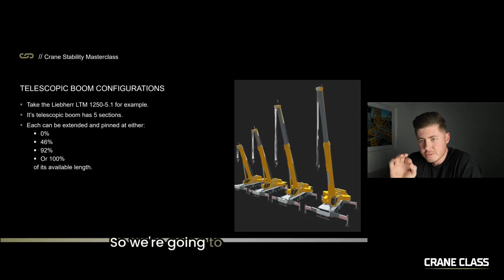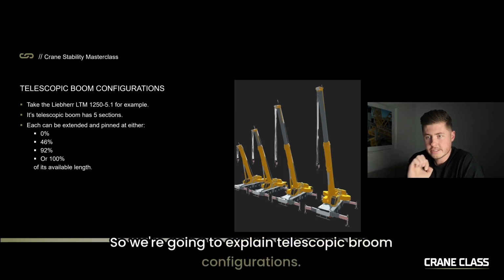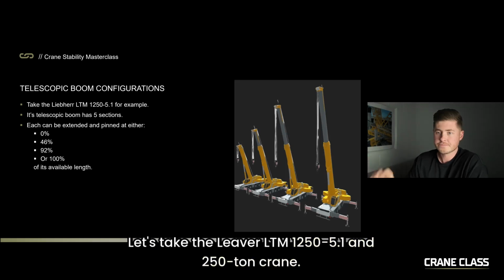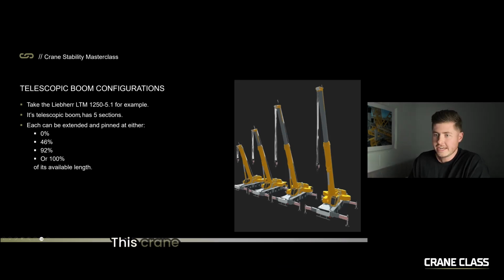So we're going to explain telescopic boom configurations. Let's take the Liebherr LTM 1250-5.1, a 250 ton crane. This crane has a telescopic boom with 5 sections.